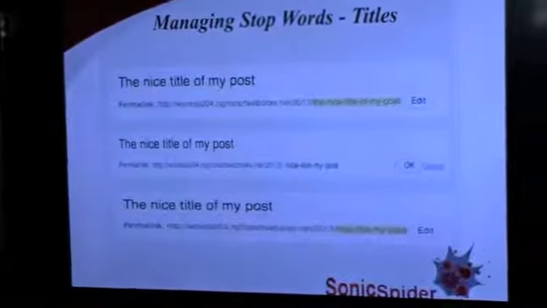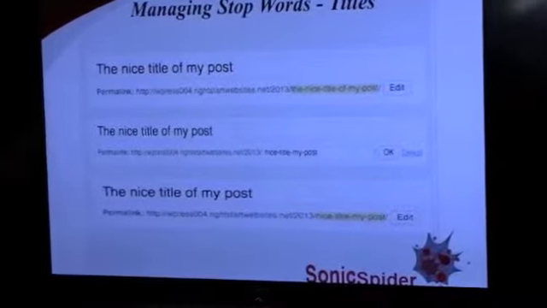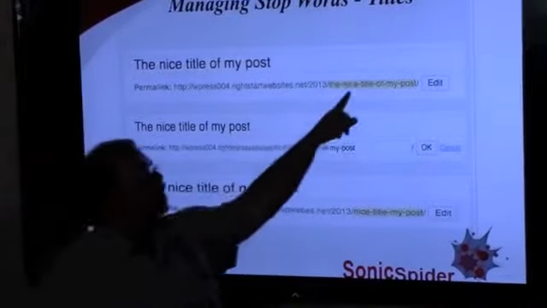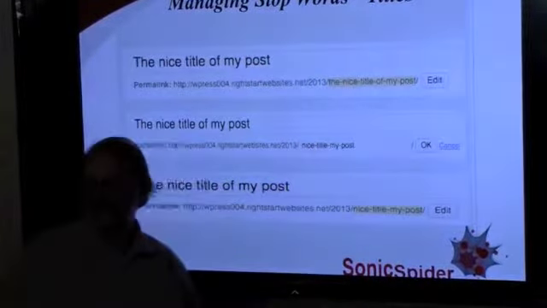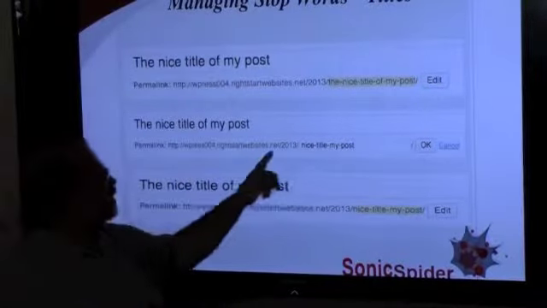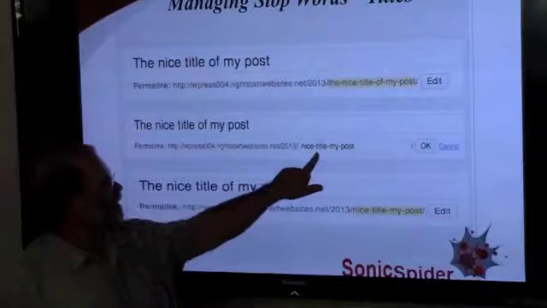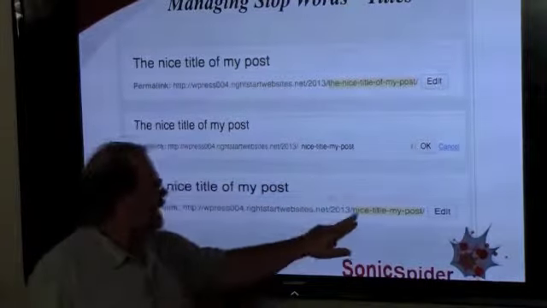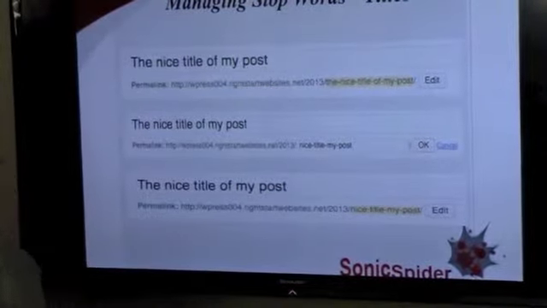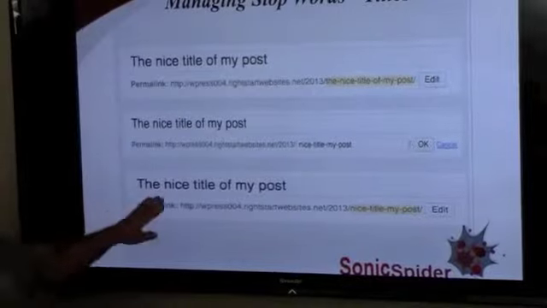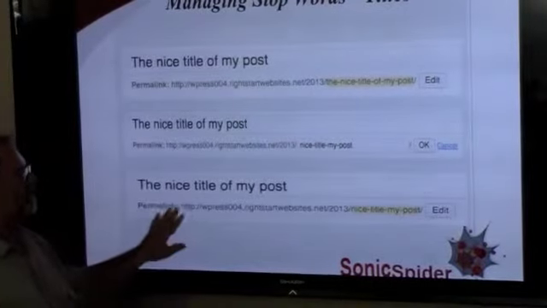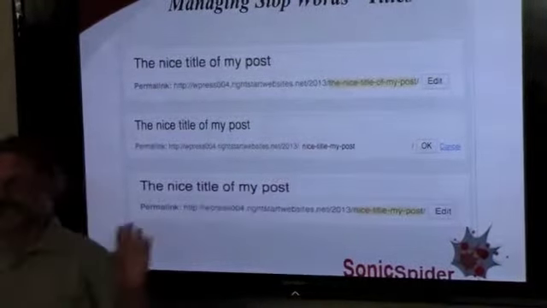Okay, stop words. Here's a good example. The nice title of my post. And after I type that in, WordPress creates this slug. You can click edit and you'll get this. And you can then remove the ofs and the thes. And then click OK, and now your slug has changed. So this is a little process you can do every time you edit your title and get rid of the stop words. And the stop words just hinder in a search?